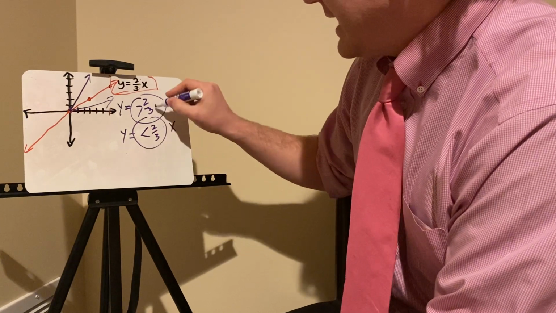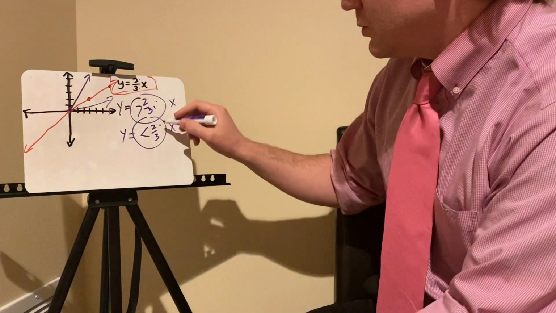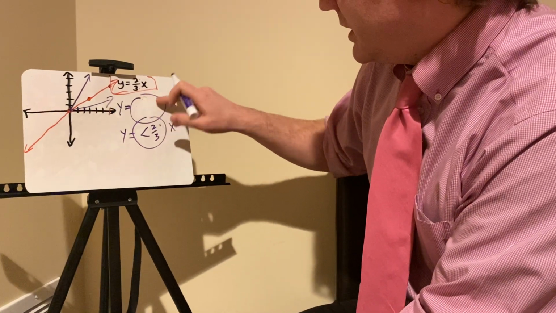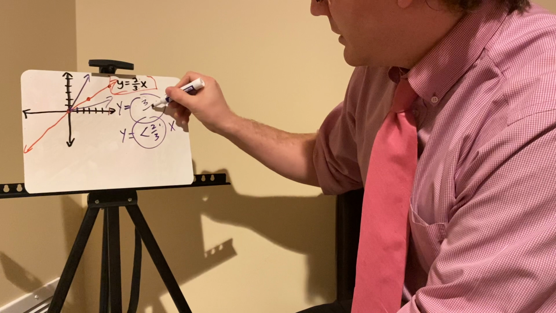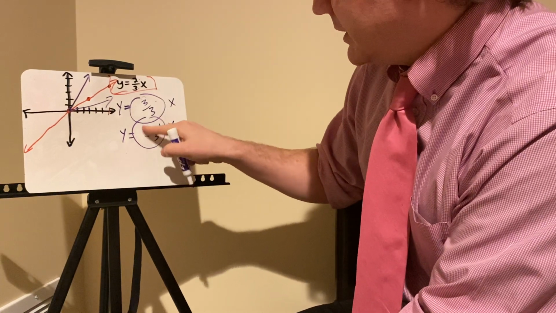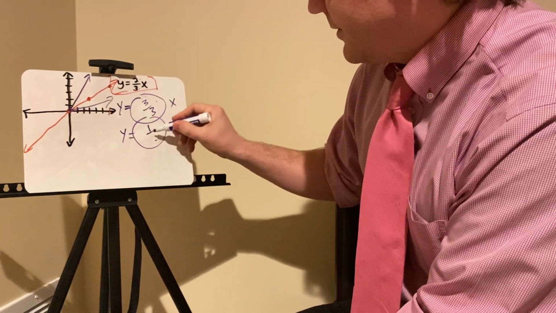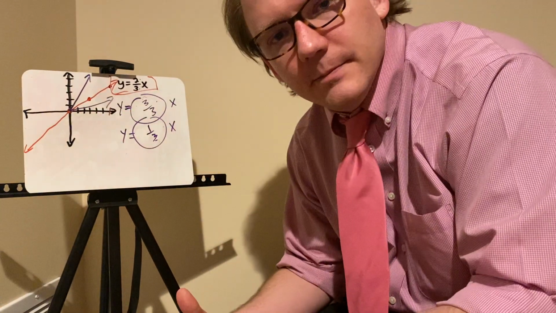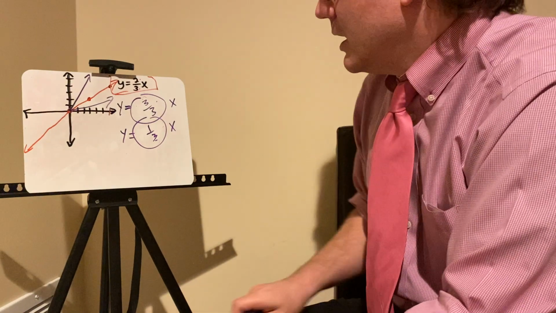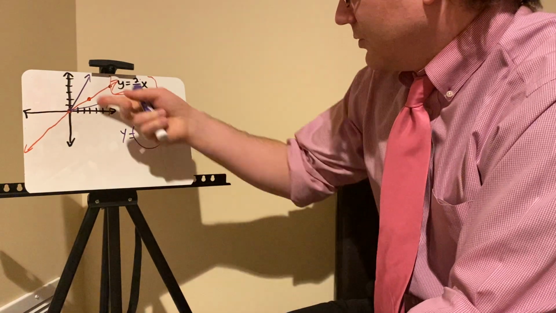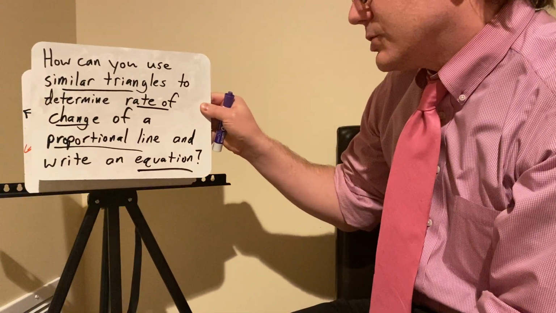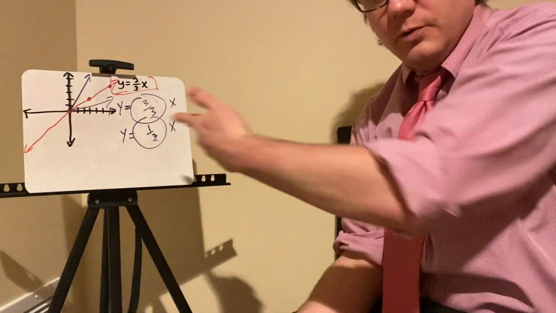So if you're trying to guess what these values are, you could say, okay, this one could be y equals, instead of something greater than 2/3, say, 3/3 x. And this one, something less than 2/3, could be 1/3 x. So those could be guesses as to what the slopes of those lines might be when estimating. So I just wanted to give you that in terms of estimating slopes and how you can use similar triangles to determine the rate of change of a proportional line and write an equation, plus a little bit of graphing here too.